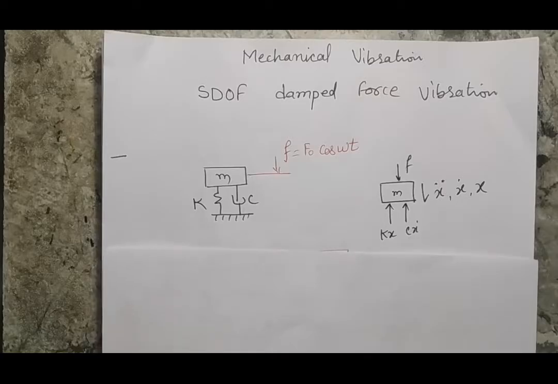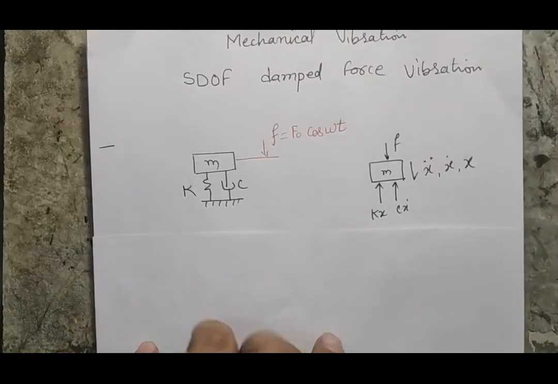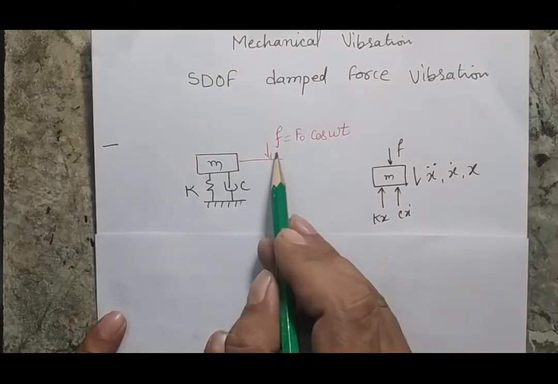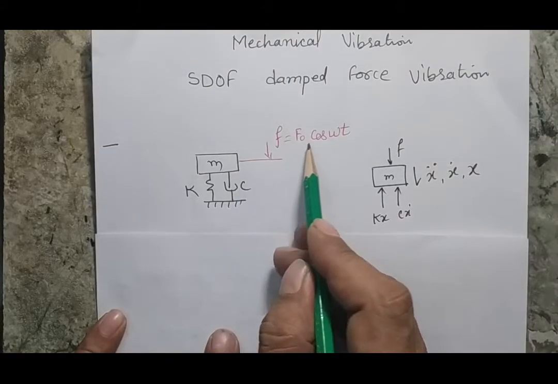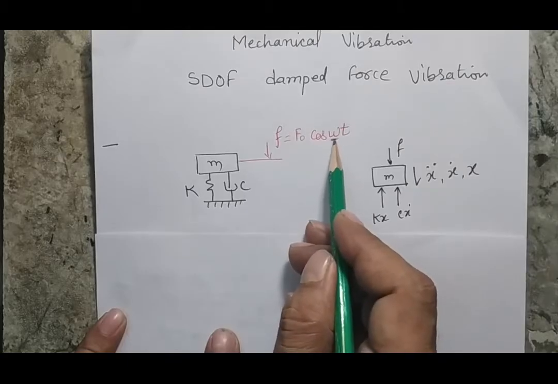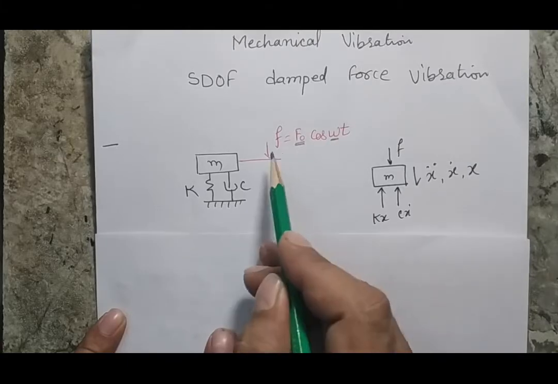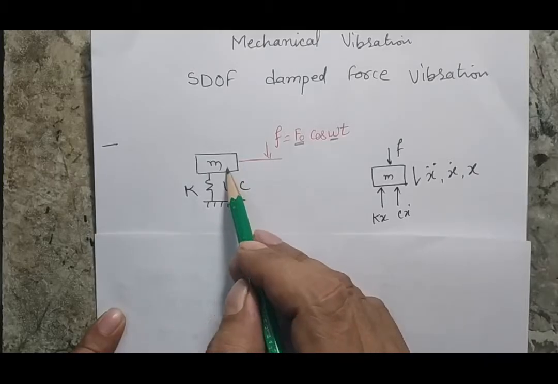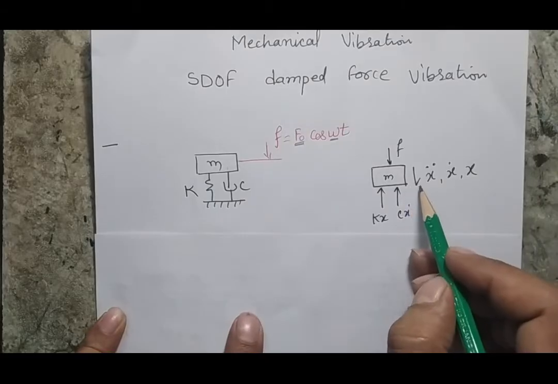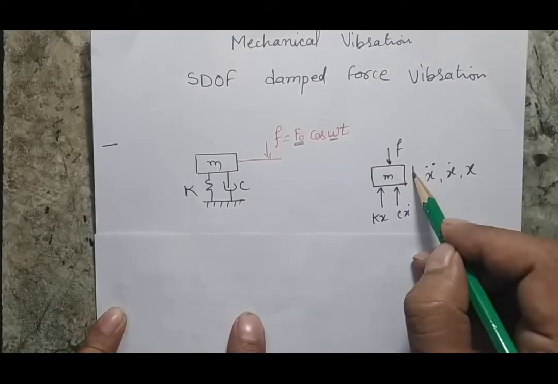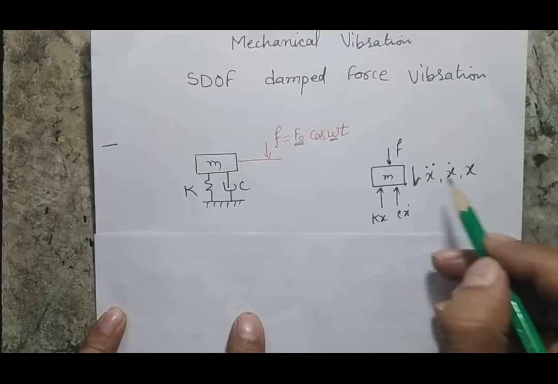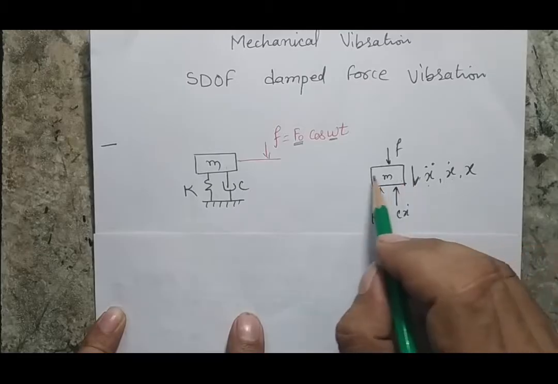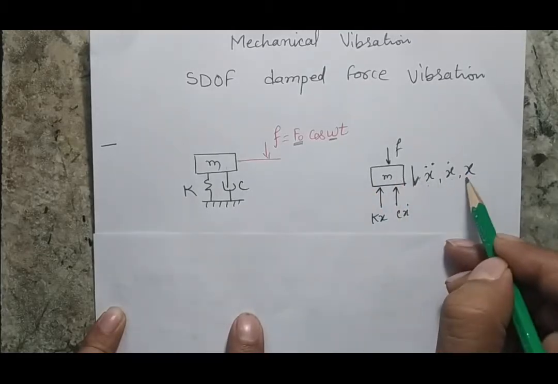So here I am showing one basic mathematical model of a mass, spring and damper, and here I am applying a harmonic force of angular frequency omega and magnitude F naught. When I apply this force on this system, there will be vibration of this mass. If I make the free body diagram of this mass, assuming that at this instant the mass is moving in the downward direction with acceleration x double dot, velocity x dot, and displacement of mass from its mean position at this instant is x.